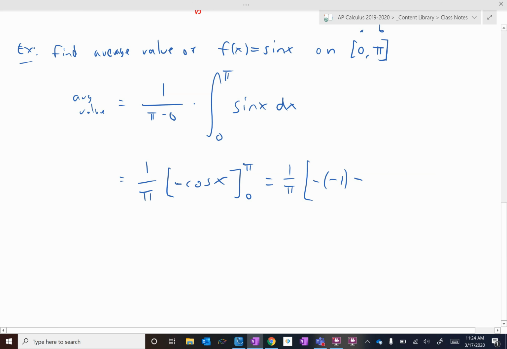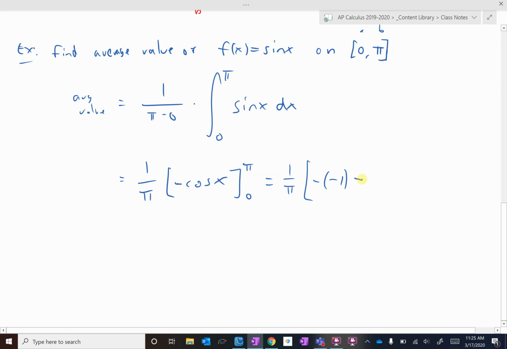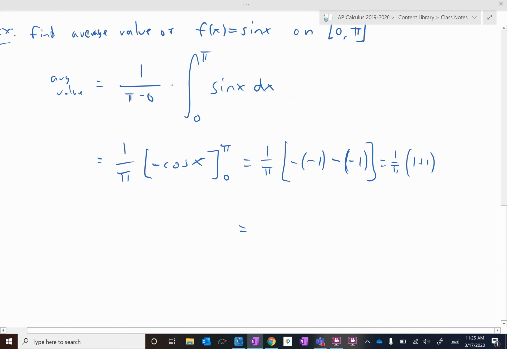minus negative cosine at 0. This is a little awkward here: we want to subtract negative cosine of 0, so we want to subtract negative 1. And that gives us 1 over pi times positive 1 plus 1. In other words, 1 over pi times 2, or 2 over pi.